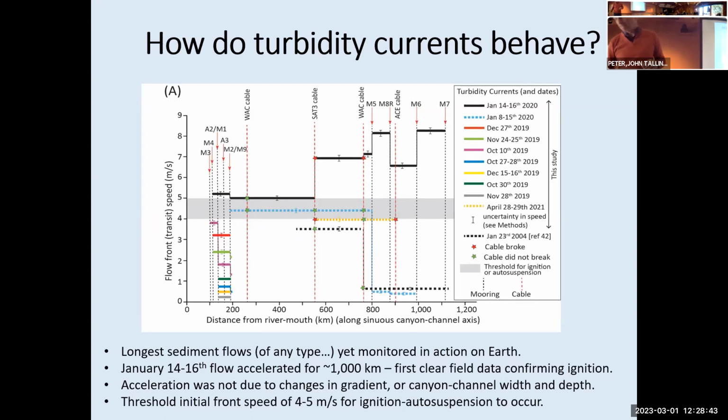Is there a correlation with slope? Good question. So the slope decreases from about 0.6 of a degree to 0.3 of a degree. From about here onwards, it's almost a linear profile. So it should be decelerating, if anything, on that, and it's going quicker.